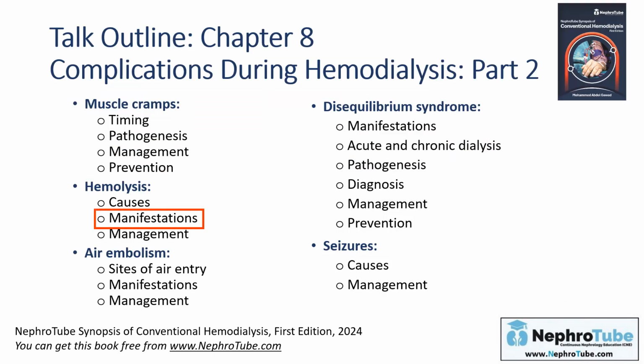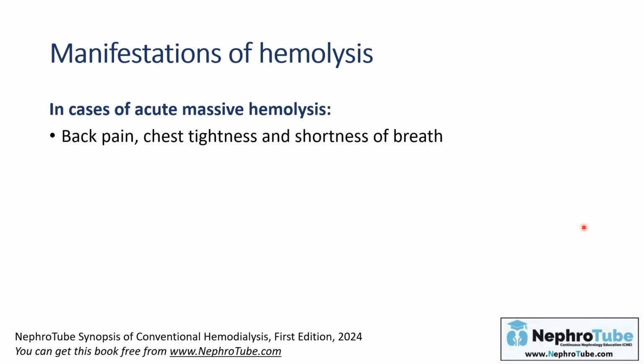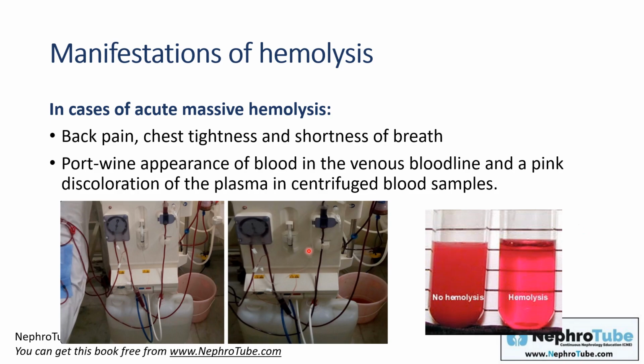What are the manifestations of hemolysis on hemodialysis? It depends on the onset of hemolysis. If the hemolysis is acute and massive, there will be back pain, chest tightness, and shortness of breath. The color of the blood will be port wine-like. This is the normal color of the blood. It is a very dark red color, which is called the port wine appearance.